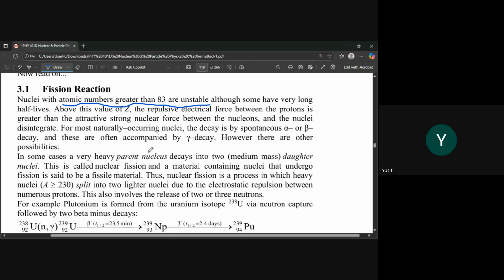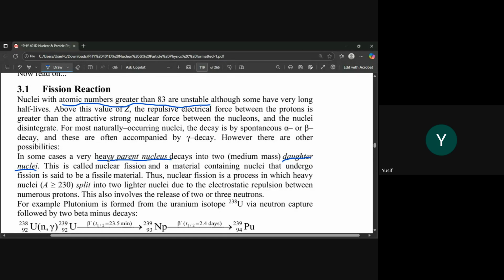And what are some of the possibilities? So in some cases, a very heavy parent nucleus decays into 2 medium-mass daughter nuclei. So in most cases, we have only one parent, right? And they produce just 2 daughter nuclei. The ones that are very common is that they split into just 2.